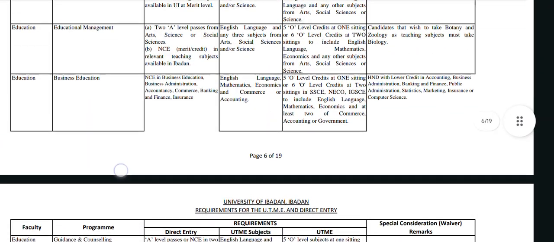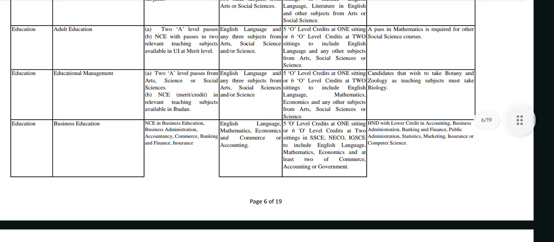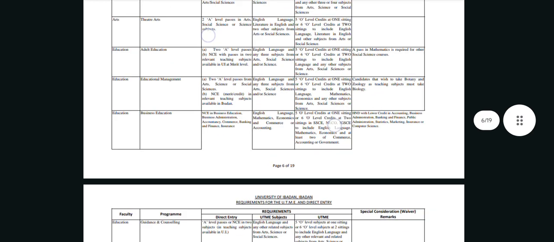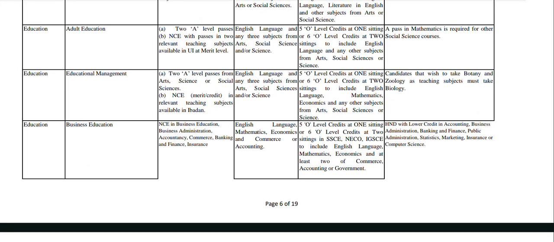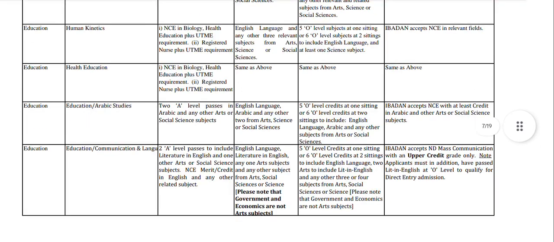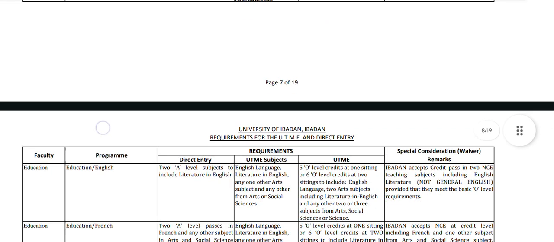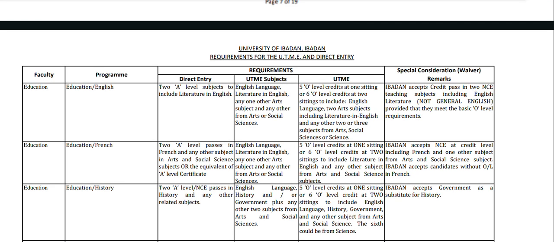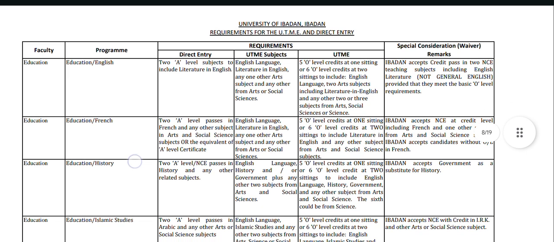Human kinetics, guidance and counseling, business education. Okay. They have already added business education here. Okay, as I'm looking for that, let me quickly tell you that there are some courses that they are newly introduced and they have not been included in this document. Therefore, if your course falls into that category, just know that there's no other way you can know the requirement for that course unless and until you go to the admission phase.